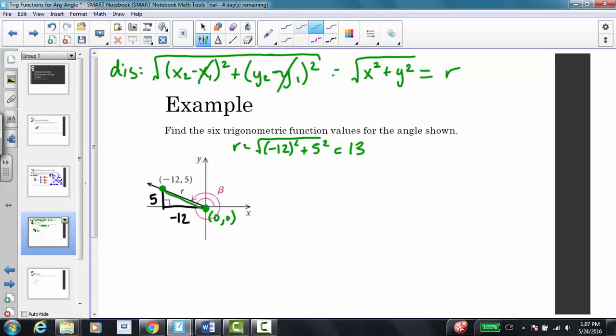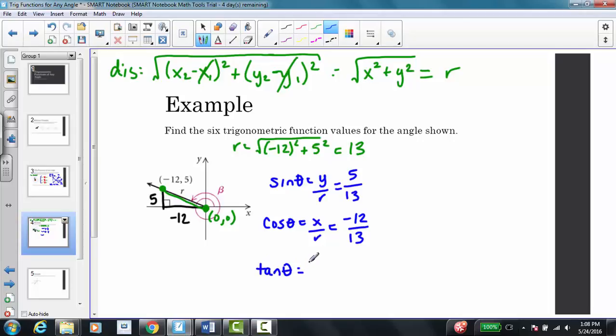So now that I have all of my values, I can now find all 6 trigonometric functions. We're going to start with sine theta. On the previous screen, we said that sine theta is y over r. My y value is 5, and my r, which we just found, is 13. Cosine theta, on the previous screen we said, was x over r. X is negative 12 over my r, 13.